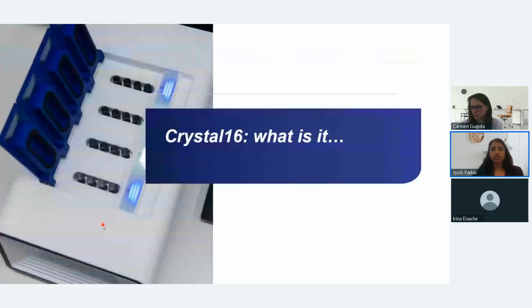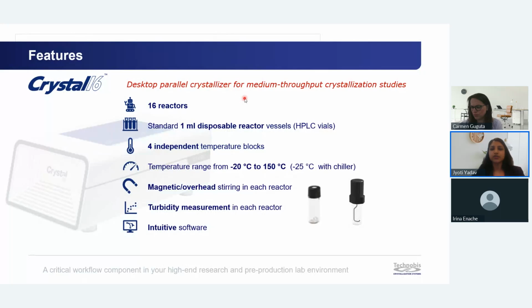So what is Crystal16? Crystal16 is a parallel crystallizer for medium throughput crystallization studies. It has 16 reactors with 1 ml HPLC vials as reactors, and it comes with 4 independent temperature blocks, where you can control the temperature between -20 degrees Celsius to 150 degrees Celsius, and you can even go to -25 degrees Celsius with the chiller for all 4 reactor blocks simultaneously. Then it has magnetic stirrer and the overhead stirrers in each reactors, then turbidity measurement in each reactors, and it comes with intuitive software which makes it easy to program your experiment.